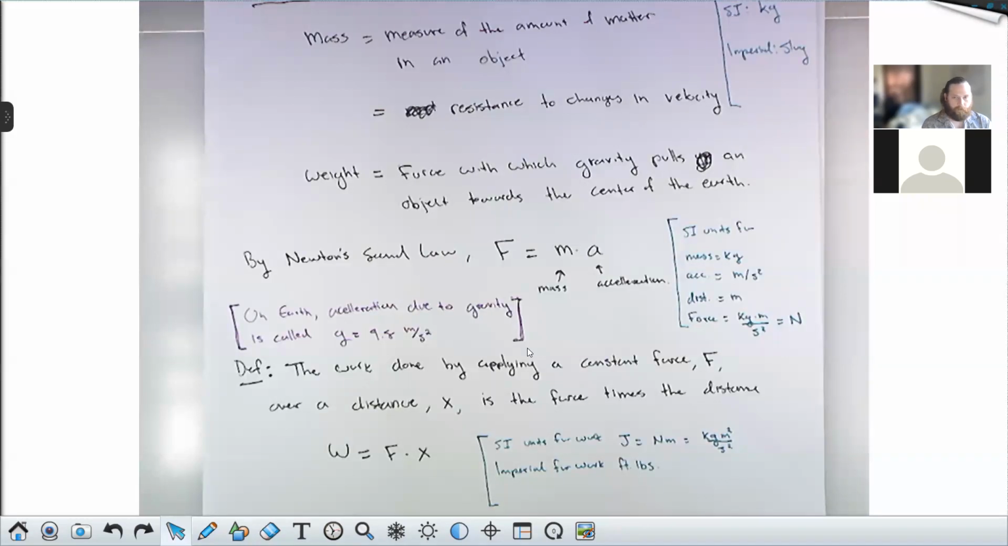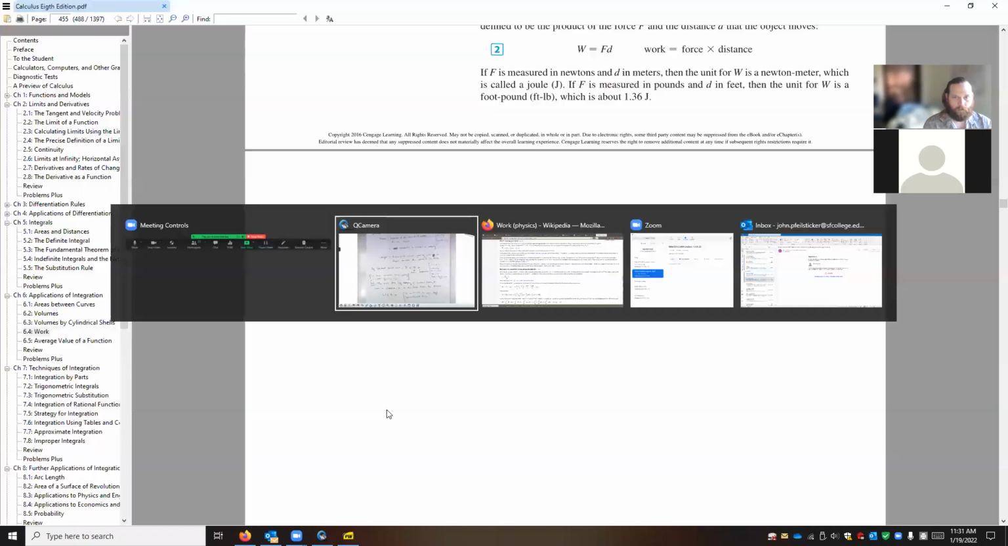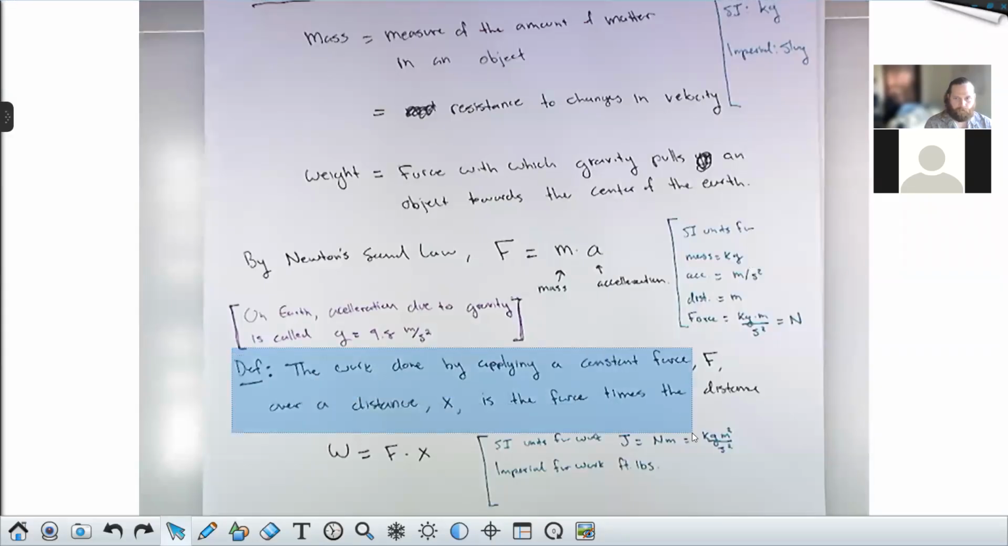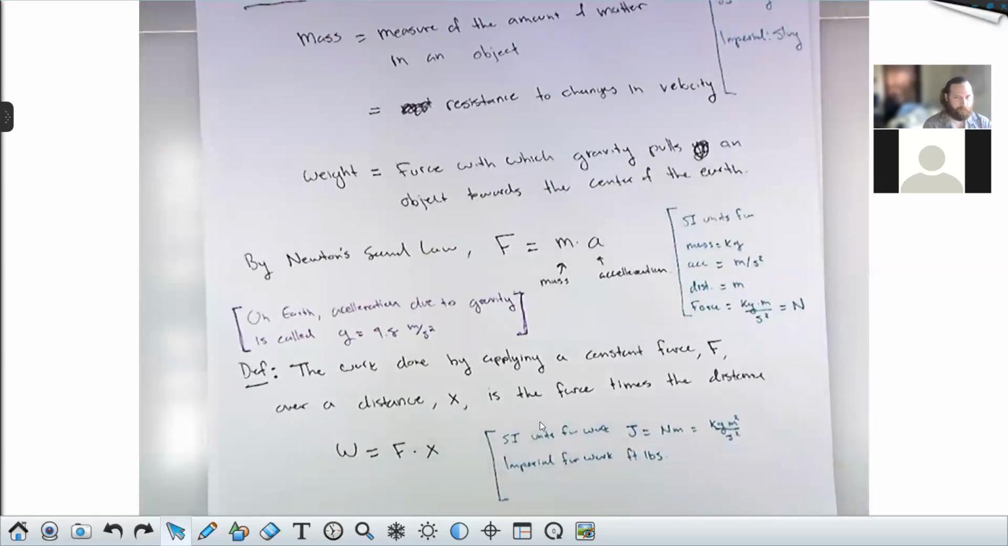So let me pop open your textbook. We can grab some examples to play with. The big thing in this definition I want you to be mindful of is that we're talking about a constant force. You can calculate work by multiplying the force times the distance, but only if that force is constant. If that force is not constant, then we'll end up doing an integral. But we'll do a simple example first.